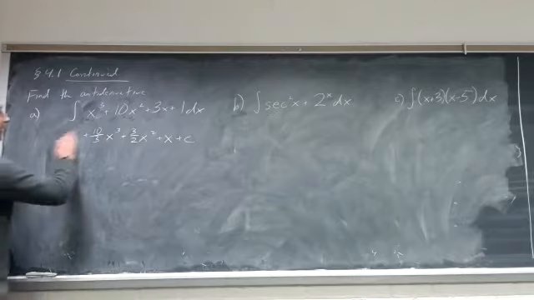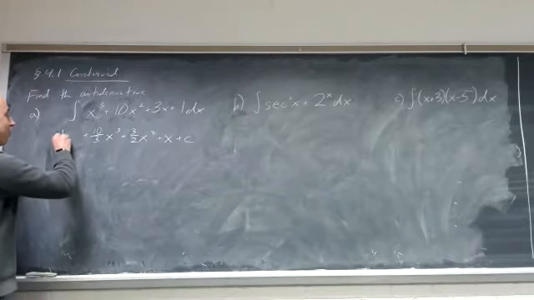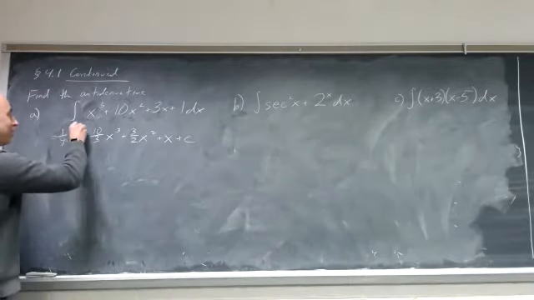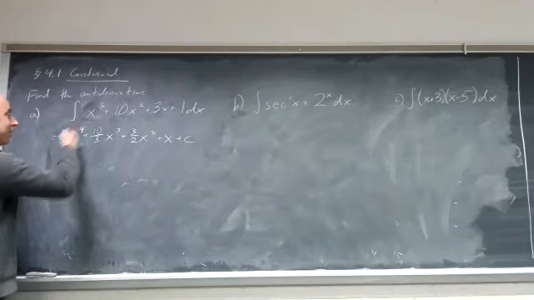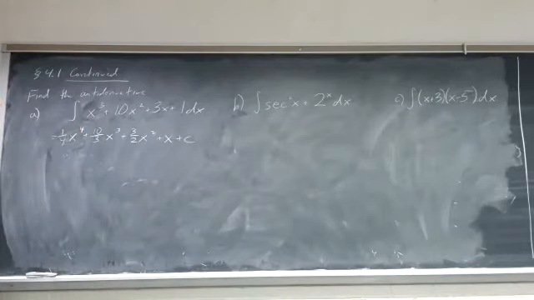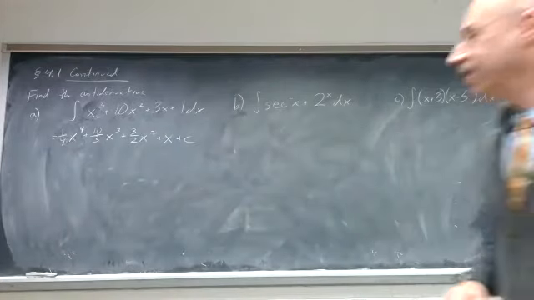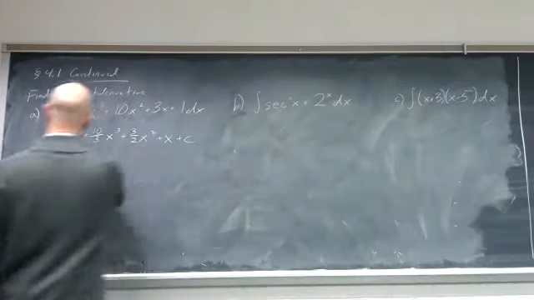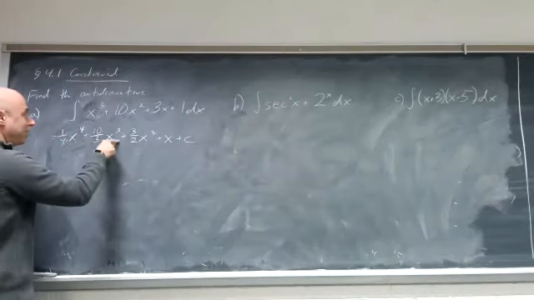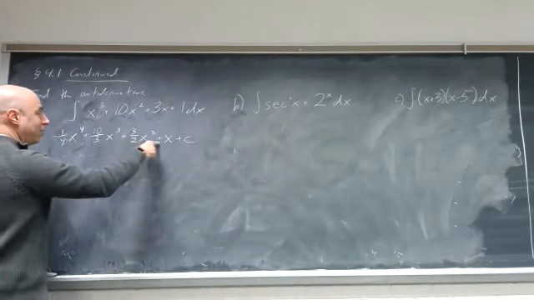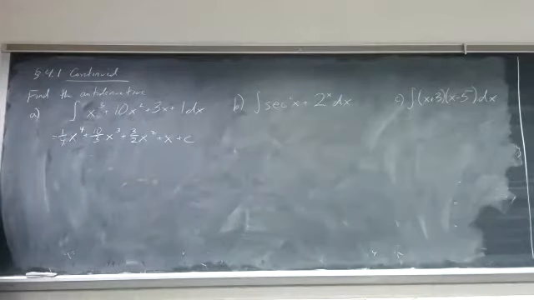Oops, hang on. I see I wrote 1/4 here, but I forgot to write my x to the 4th. There we go. Now I think we got it. 1/4 x to the 4th plus 10/3 x cubed plus 3/2 x squared plus x plus a constant.